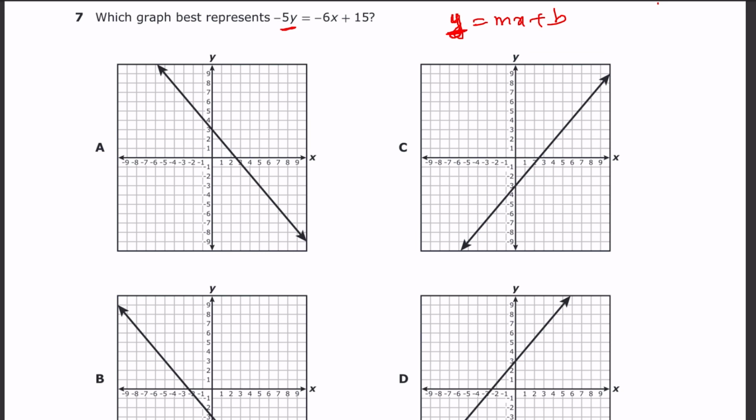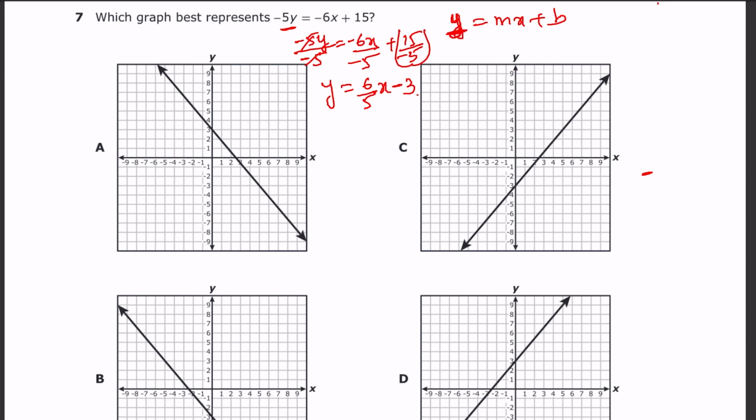We divide throughout by -5. If you divide throughout by -5, what will you get? y is equal to -5y by -5, and on the right side you will get -6x by -5 plus 15 by -5. So here you will be getting y is equal to 6/5 x minus 3. So now here the slope is 6/5. It is a positive slope.